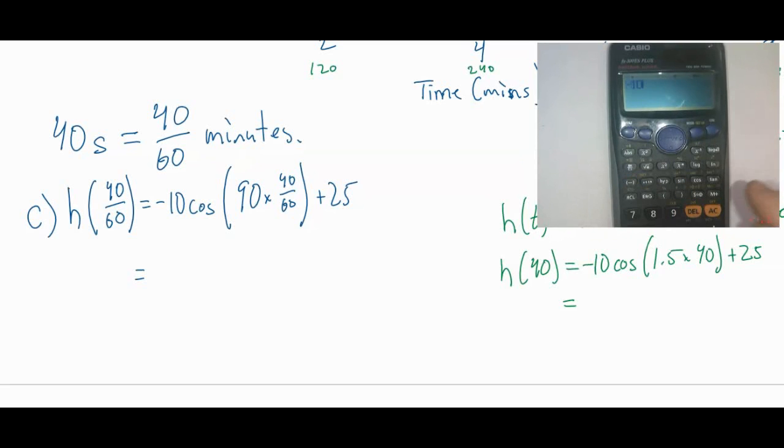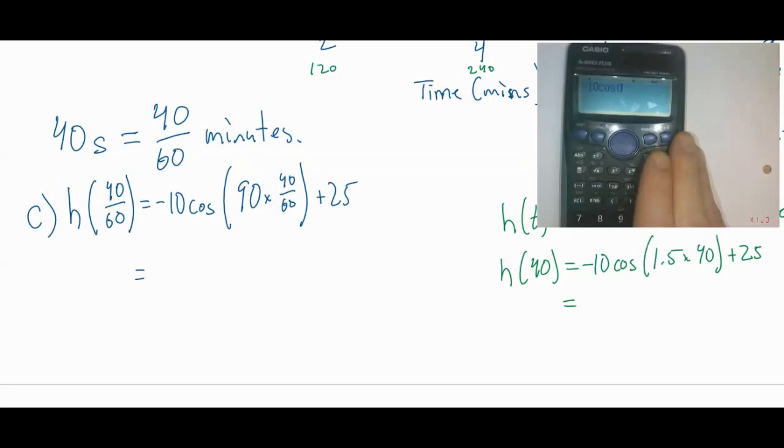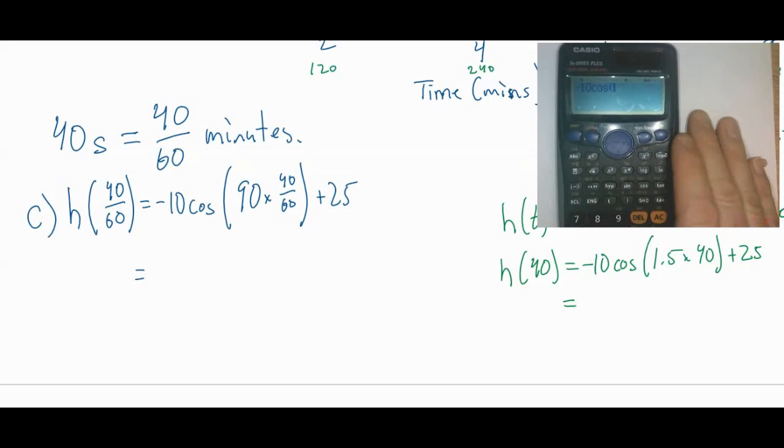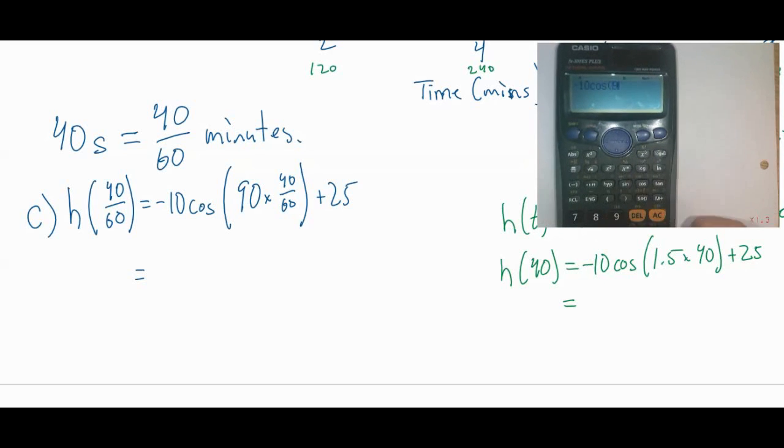Negative 10. Remember when I encourage you to try to type these in all at once. Negative 10 cos 90 times 40 divided by 60, close bracket, plus 25. So I got 20 exactly. Nice.